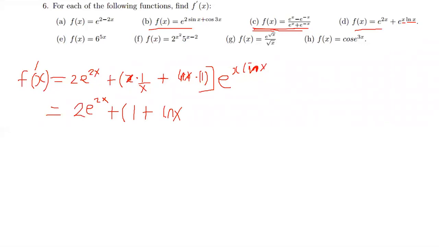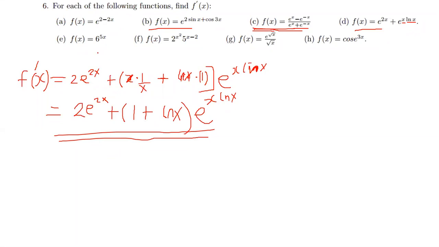Let me just write this plus ln x and then multiply by e to the power x ln x. So this is the final answer for this question. Just in case you forget to see it again, this is the final answer for this question. So we proceed to the next question.